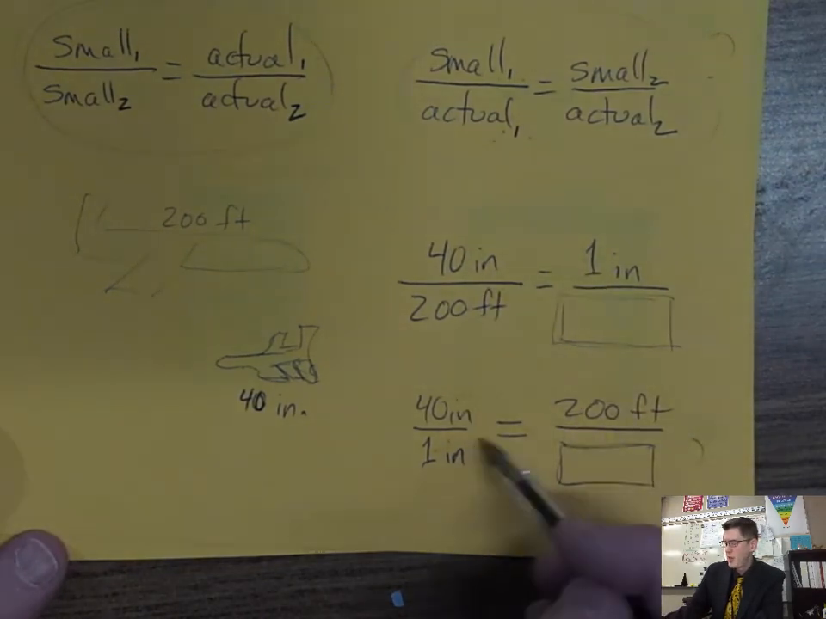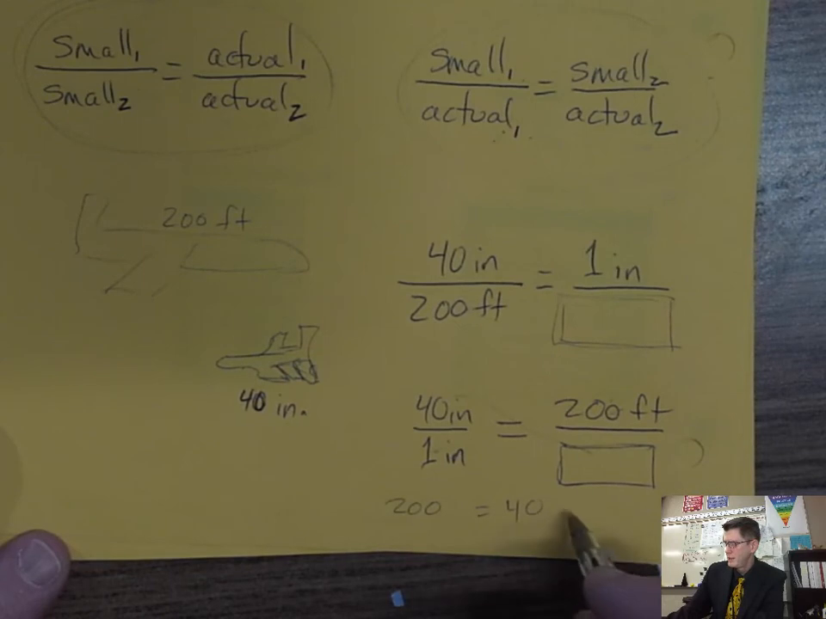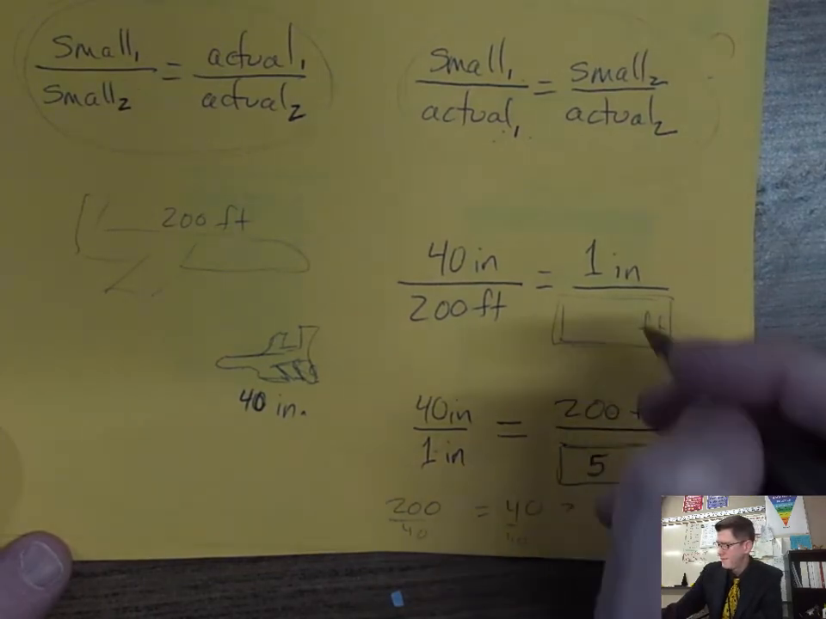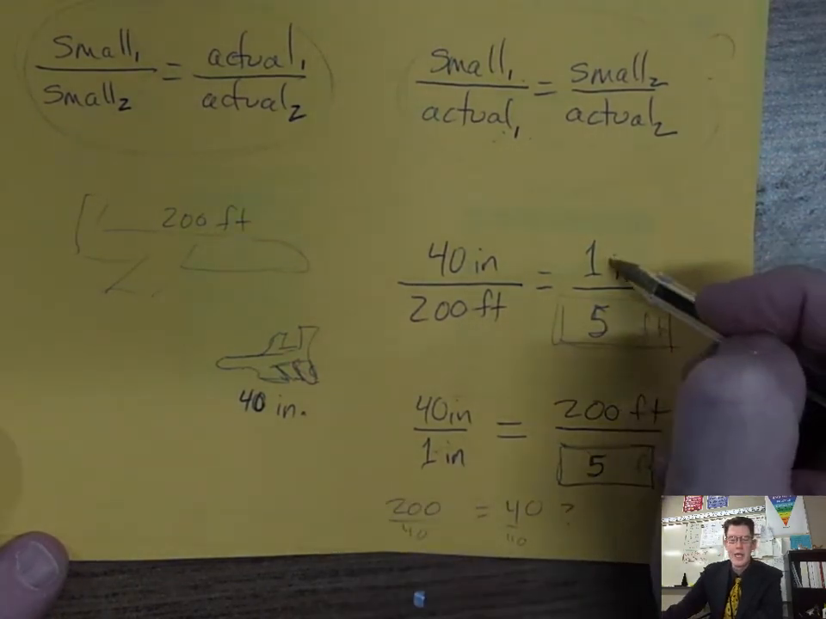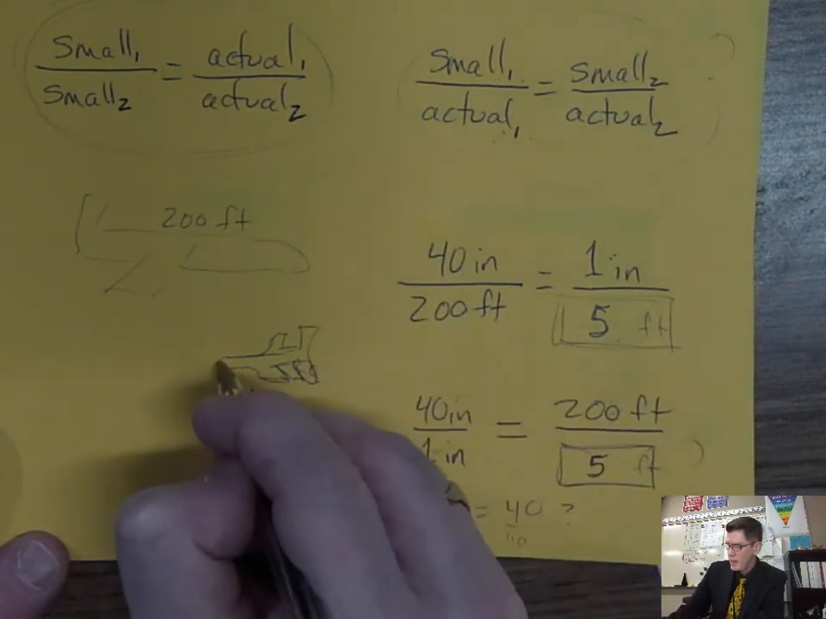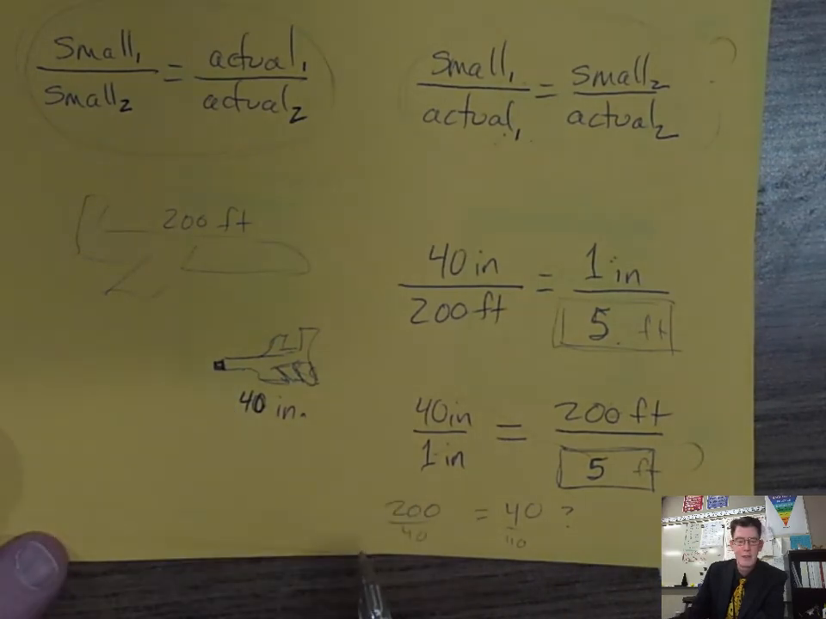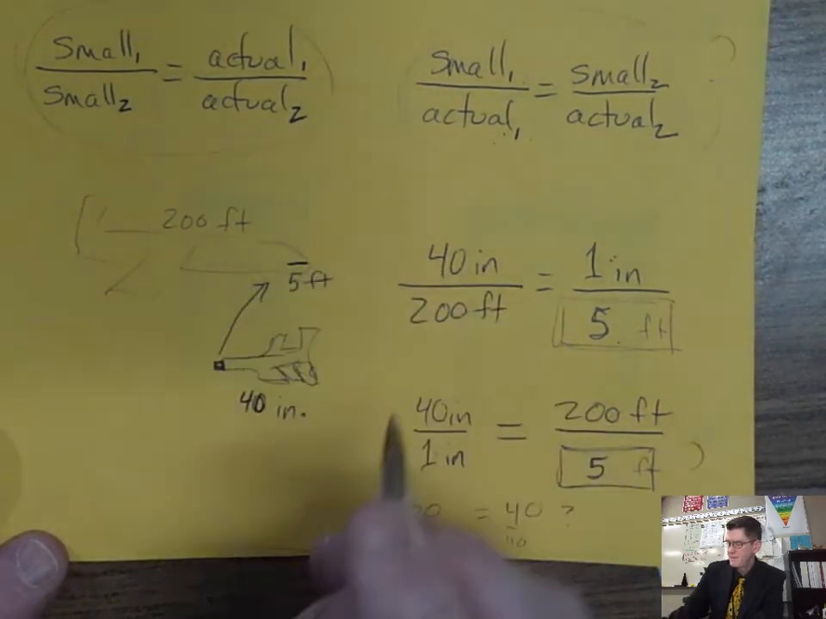So we have 200 times 1, which is 200, equals 40 times whatever this number of feet is going to be. Or on this one, it's number of feet. Divide both sides by 40. 200 divided by 40 gives you 5. So on this one, 5. The 1 inch translates to 5 feet. So these 40 inches, one of these 40 inches right here, just one of those, that 1 inch is the same as 5 feet. And that's how you work it out.